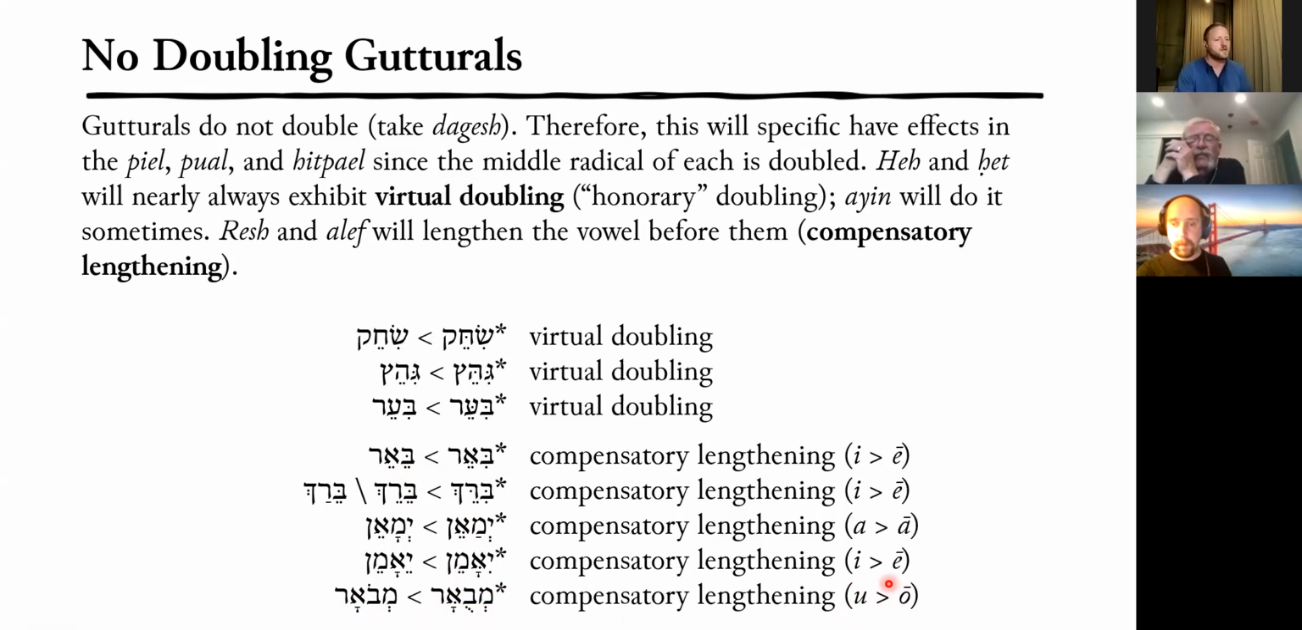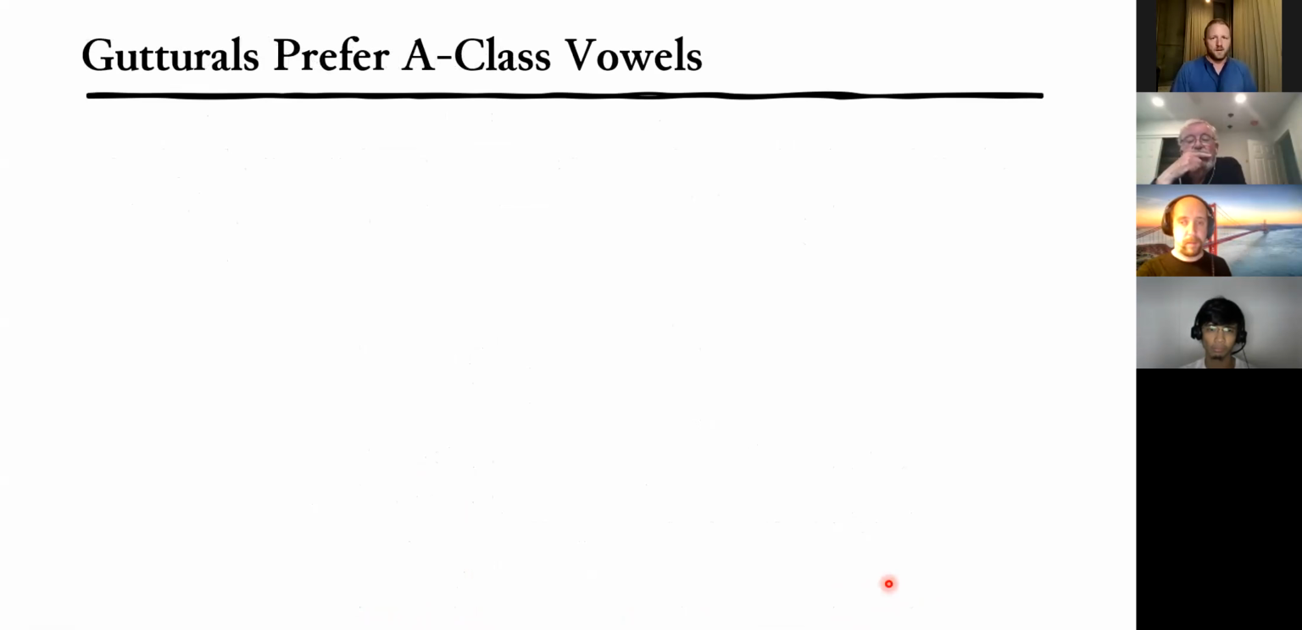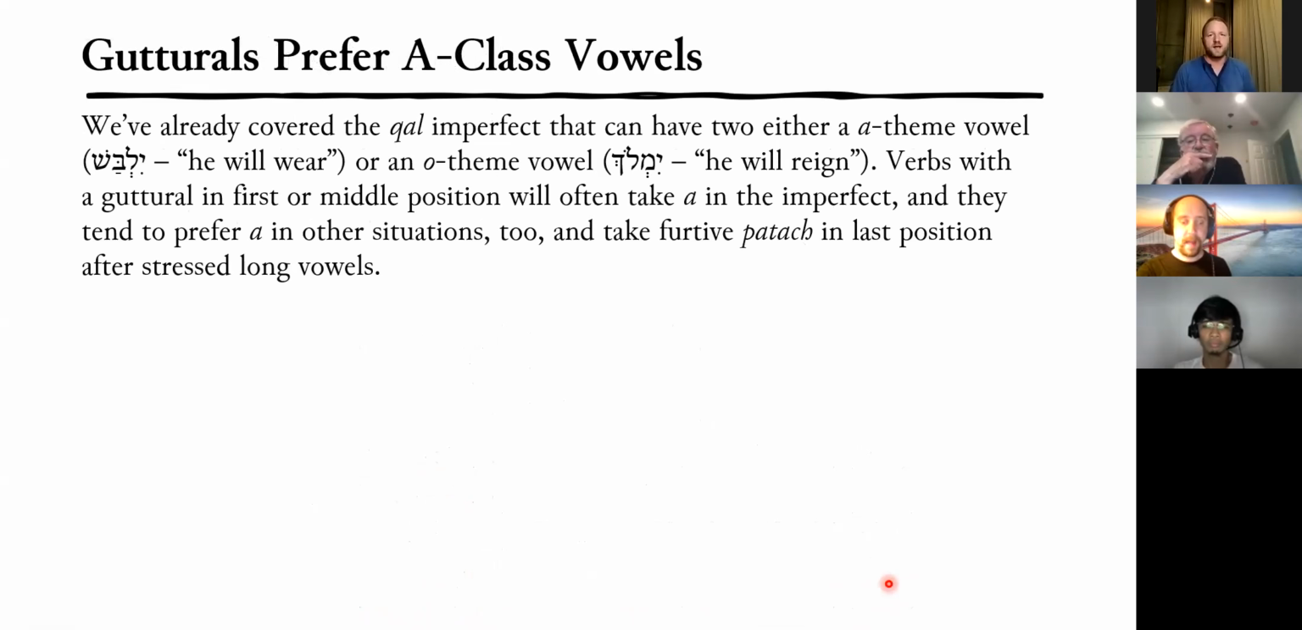This is just an oddity of what happens with gutturals, that they refuse dagesh, and many times you see a vowel lengthen to compensate for that loss of dagesh. Yeah, we've seen it several times already in our coverage. But all right, we need to remark that gutturals prefer A-class vowels. So we already know that in the imperfect in the kal we have two different theme vowels. We can have an A theme or an O theme. Remember, we've got malach, he reigned, and yimloch, he will reign.